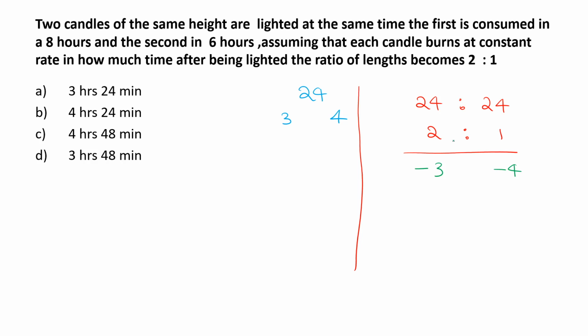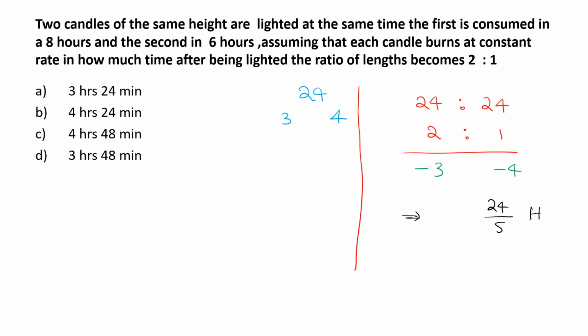Just take the multiplication of 24 into 1, 24, and 24 into 2 is 48, and take the difference of 24 ones and 24 twos, that is 24. And take the difference between 4 twos are -8 and 1 into -3 is -3. The difference between -8 and -3 is 5. That means the time after which the candles became 2:1 is 24 by 5 hours.